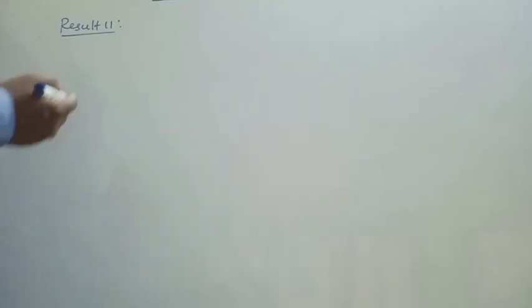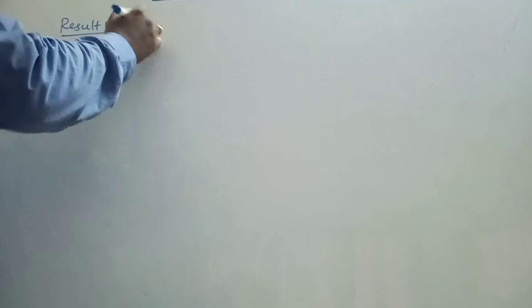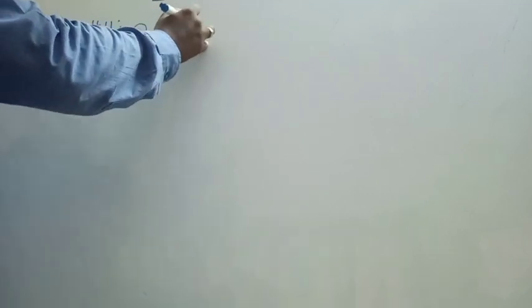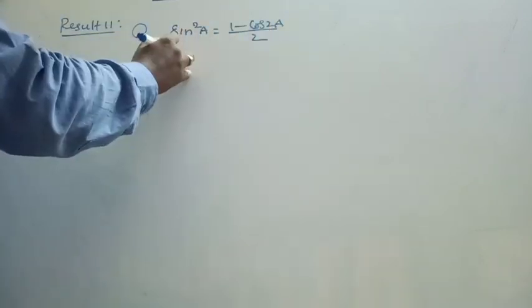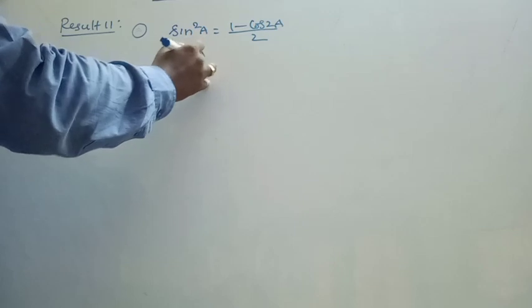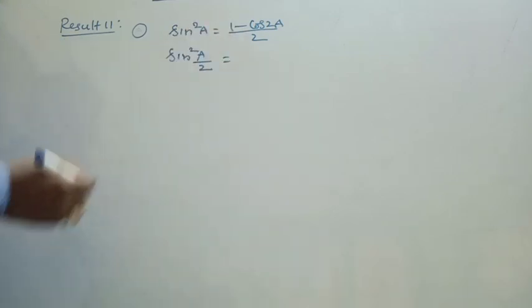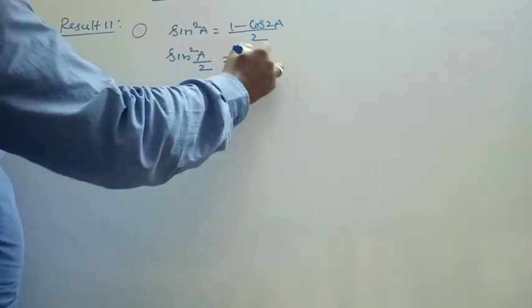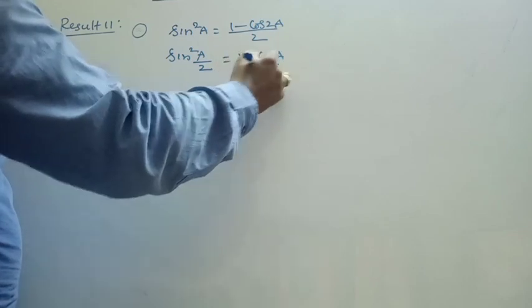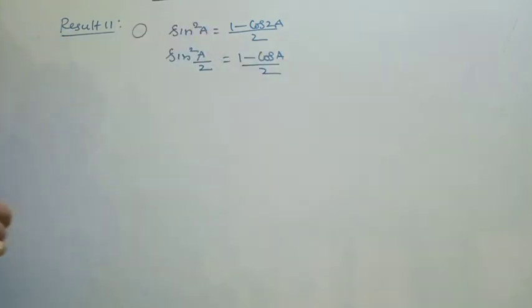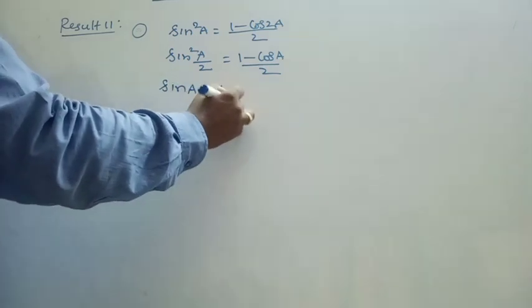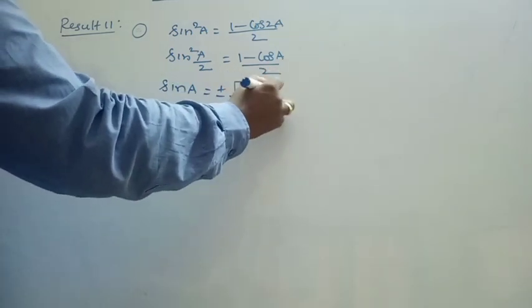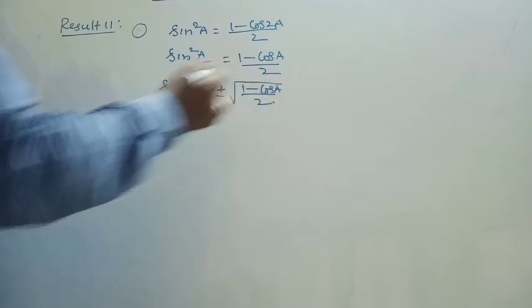Now, result number 11, which we already derived, my dear students: sin square A equals 1 minus cos 2A by 2. Now, in terms of the half angle formula, this is sin square A by 2. You take half of the angle, and this becomes 1 minus cos A by 2. Therefore, from this, sin A by 2 equals plus or minus square root of 1 minus cos A by 2.